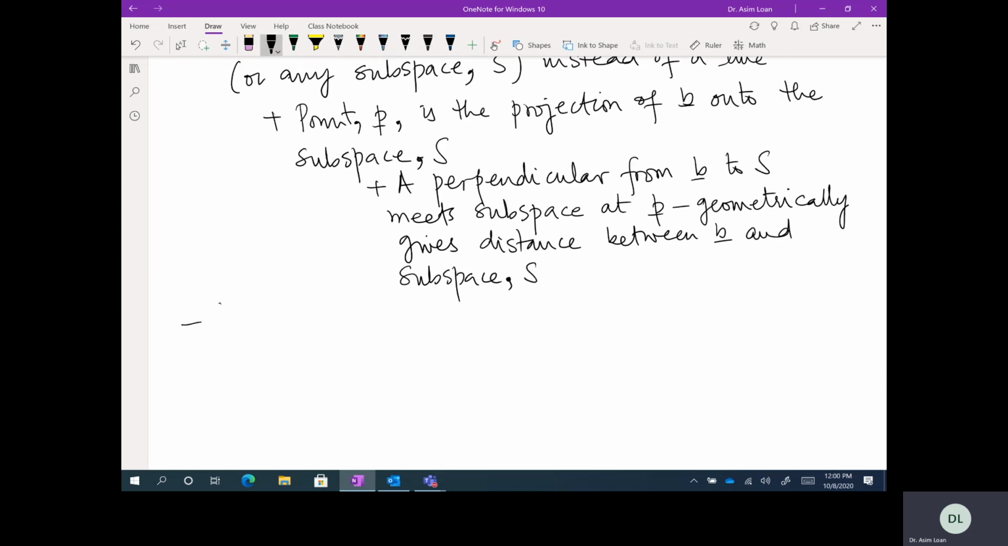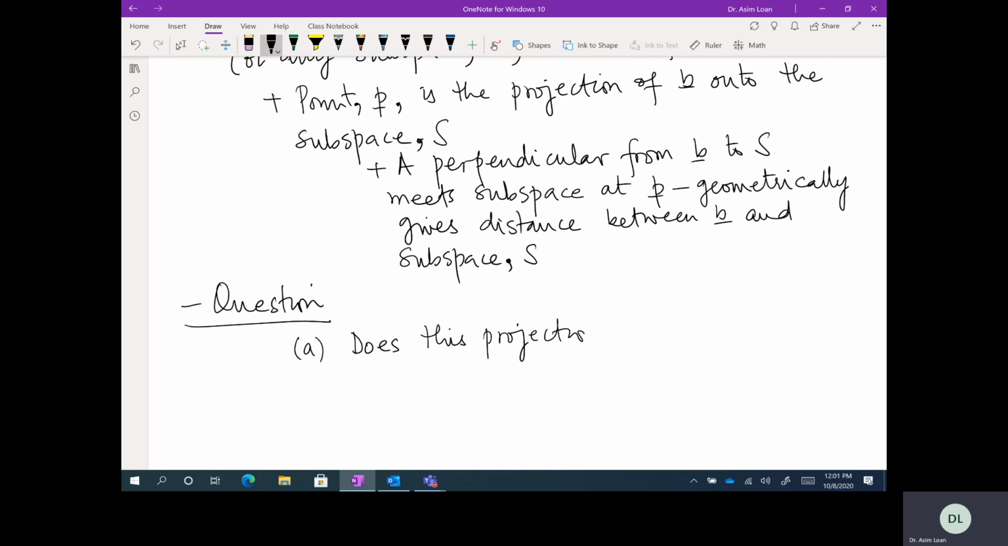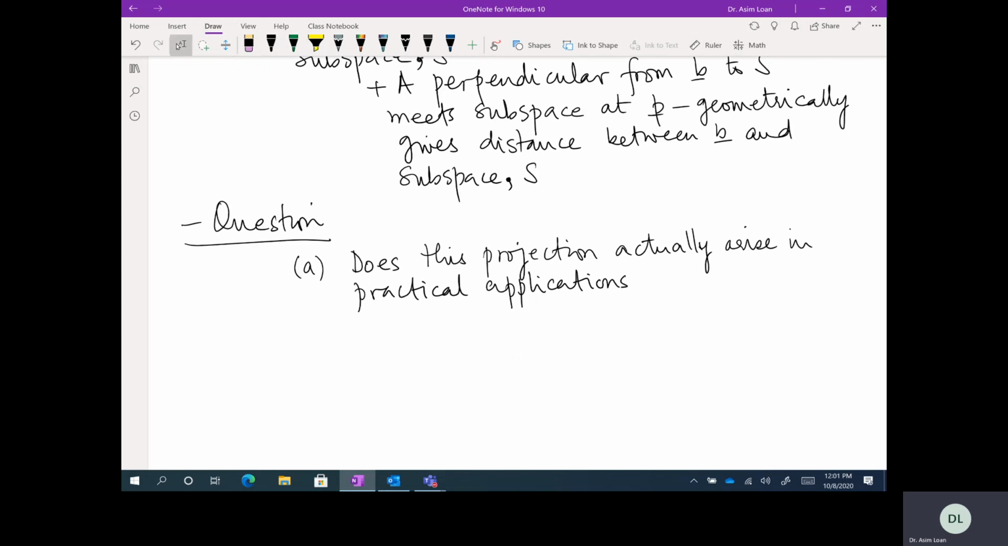Okay, so the question that somebody or maybe you want to ask is, does this projection actually arise in practical applications? And the answer is yes, in practical applications. Otherwise, there's no need of studying this problem.